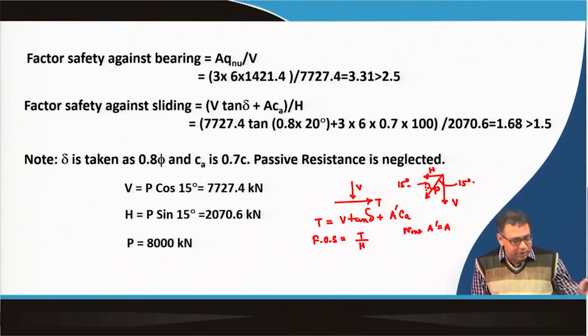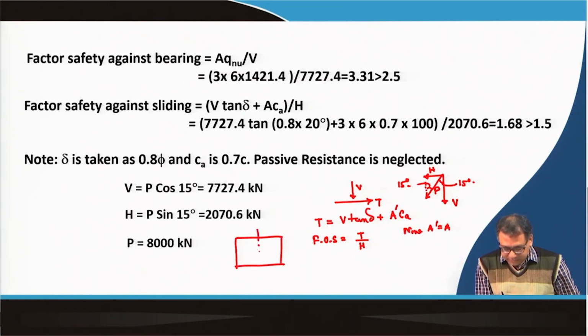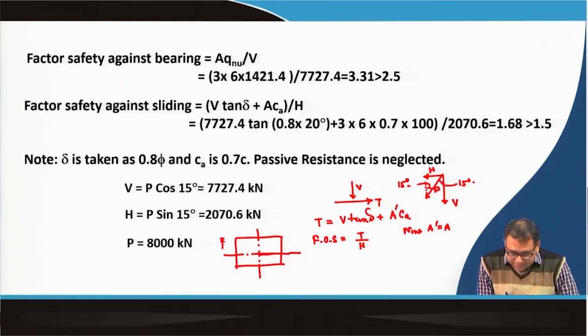But here one thing I want to mention: here the inclination is directly given. Suppose you have a footing like this, now the inclination can be in any direction, I mean in either of two directions. That means the load can be inclined along the length direction, or it can be inclined along the width direction. So, the inclination can be in the width direction or in the length direction.